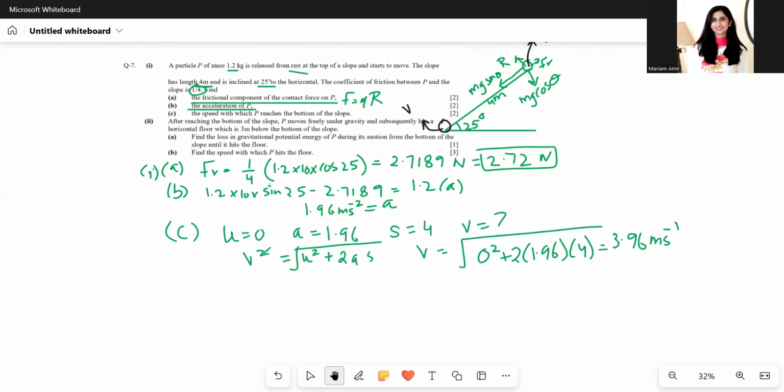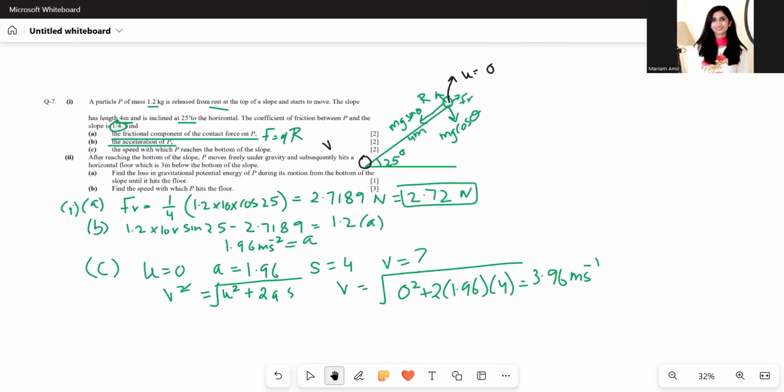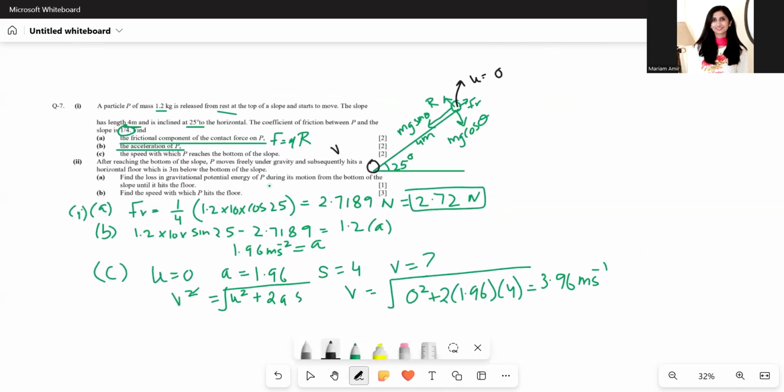Okay, part 2. After reaching the bottom of the slope, P moves freely under gravity and subsequently hits a horizontal floor, which is 3 meters down from the bottom of the slope. Okay, so they're saying that as the slope ends, the particle falls down. There's a horizontal floor which is 3 meters below it.